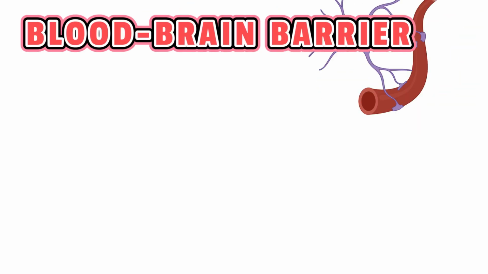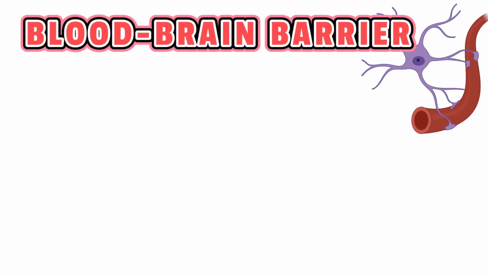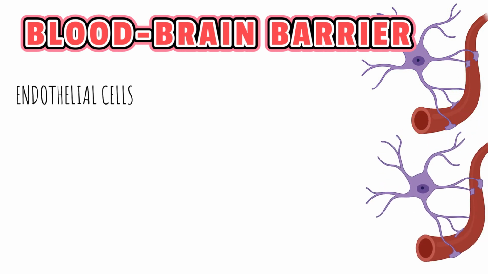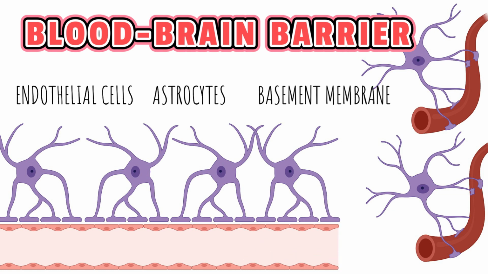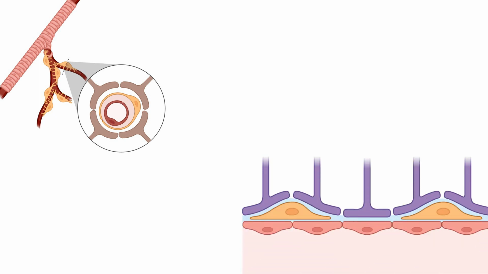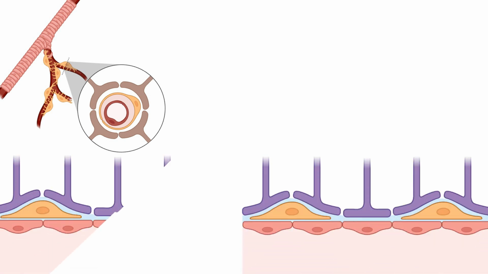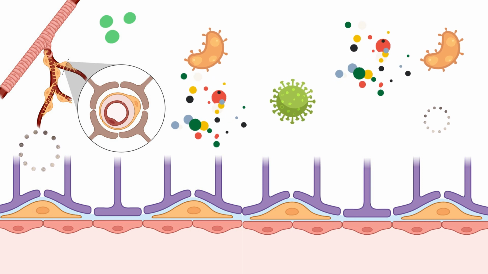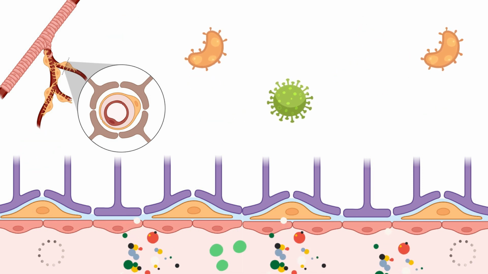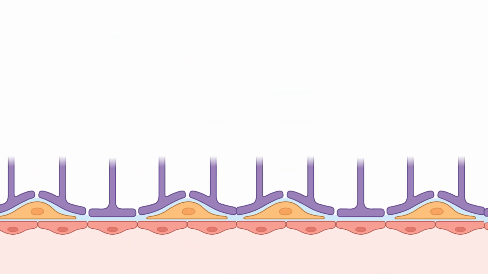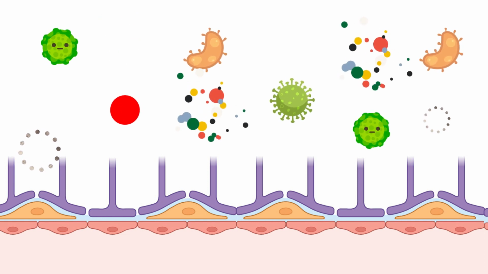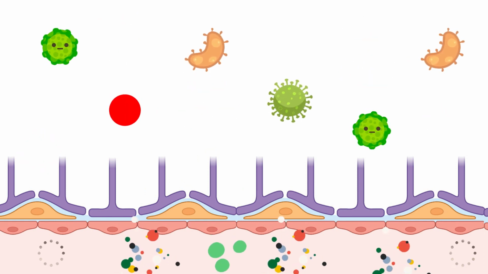This is the blood-brain barrier. It's a highly specialized and selective barrier which is made of endothelial cells of the blood vessels, astrocytes, and basement membrane. This separates the circulating blood from the brain's extracellular fluid, and its primary function is to protect the brain from potentially harmful substances while allowing essential nutrients to pass through. So basically, the blood brain barrier acts as a guard and only sends the good stuff to the brain cells.